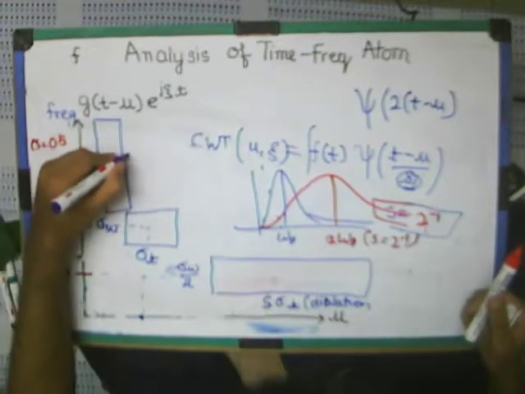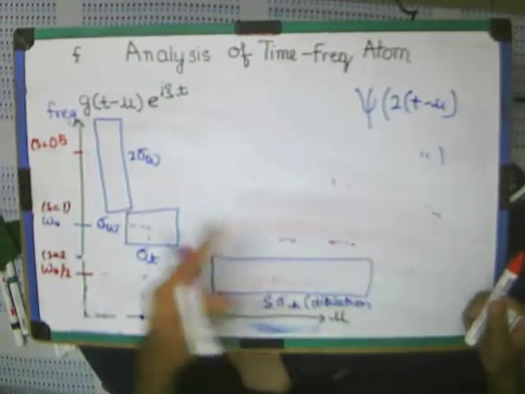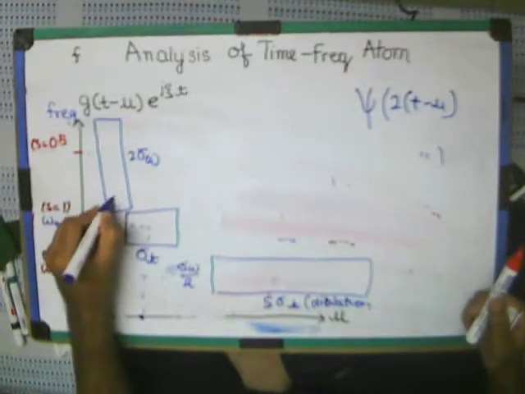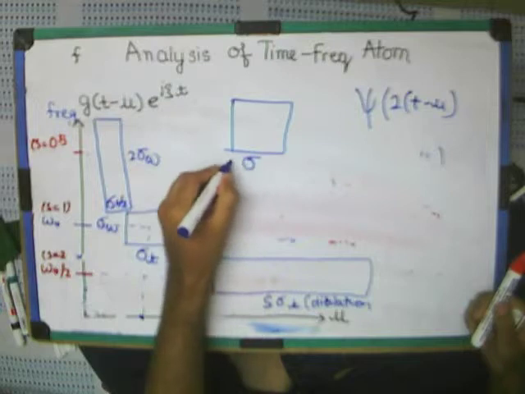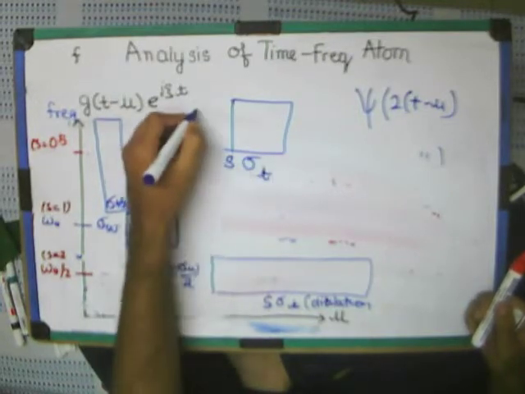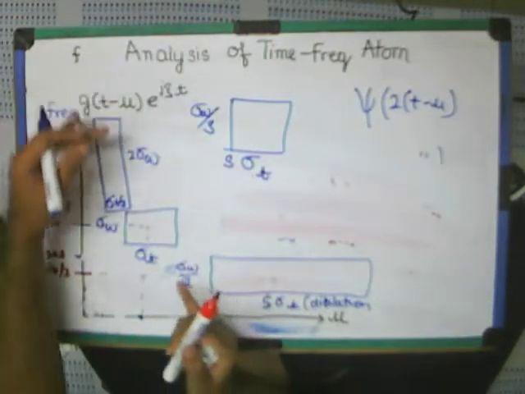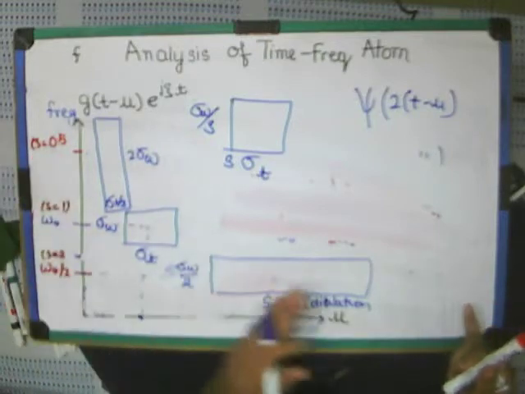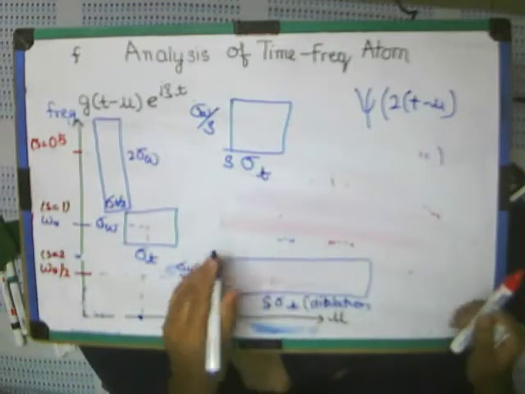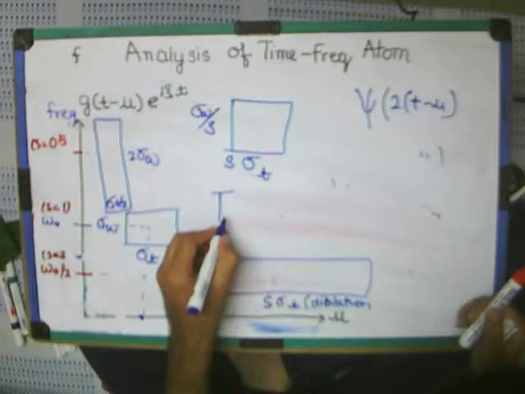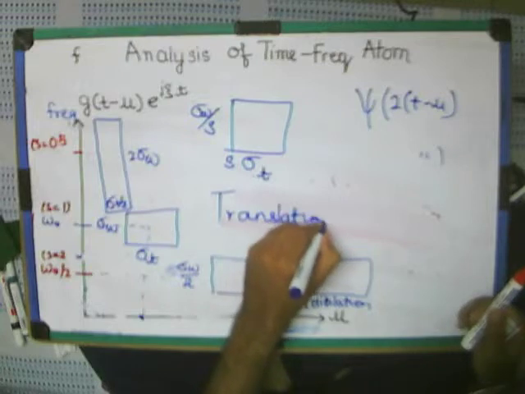This will become 2 times sigma of omega, and this will become sigma of t by 2. Or for any general scaling S, it becomes S times sigma t, and this becomes sigma of omega by S. So this is how you are able to see how the time frequency is behaving as it changes with the different scaling factors. So it is not even. So we tell such a transform, which we are calling wavelet, as translation variant.